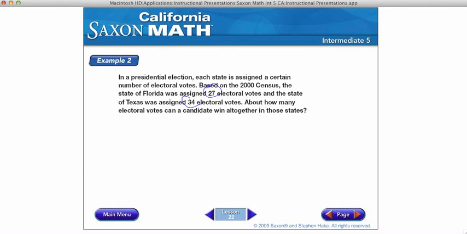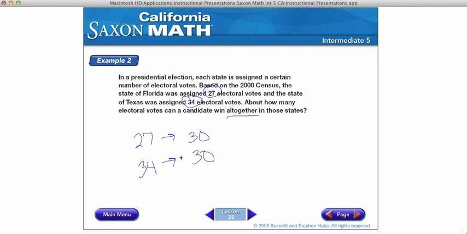I have 27 and I have 34. So we write 27, which will round up to 30. And I'm going to round to the nearest 10 because I only have a 2-digit number. I round to the largest place of my number. So since I have a 2-digit number, I round to the tens place. 34 also rounds to 30 because it's a 4 in the ones place. So we round down.